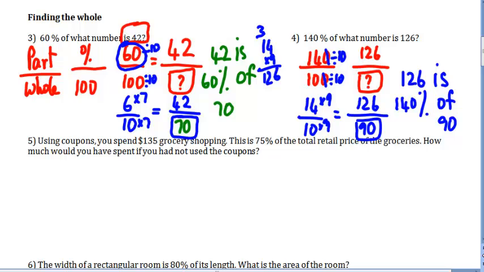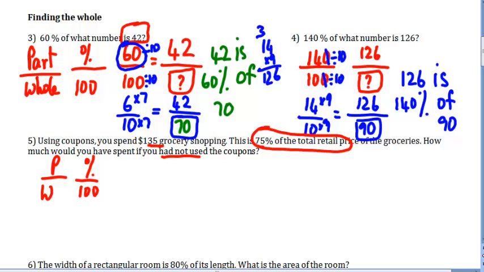Okay, now let's go ahead and do a few of the story problems. This is where the application part of percents comes in. If we do a whole lot of 60% of what number, or 60% of 70 is what number, things like that. But this is the application part. This is where you go to the malls and find the sale prices and stuff. They're saying that we are using coupons and we are spending $135, which is only 75% of the total price. They're asking us how much we would have spent if we had not used the coupons. That means that I would have spent more. So that becomes my whole. I've spent only a part of the whole. So again, part over whole, and I have the percent over 100 fraction.